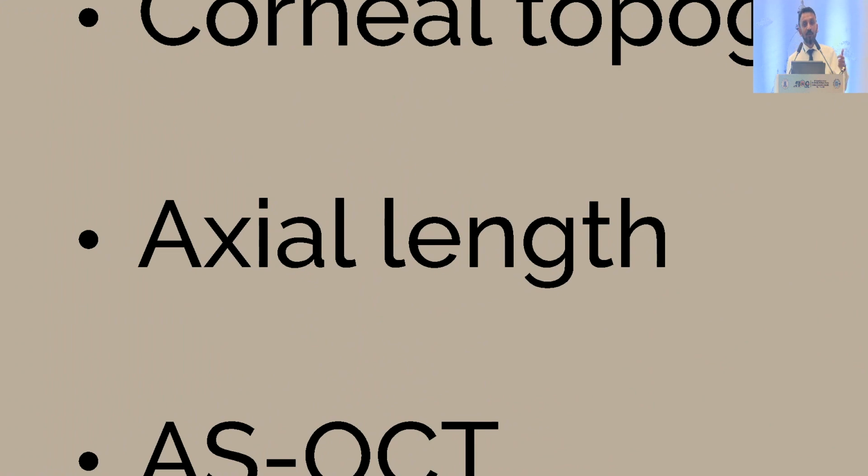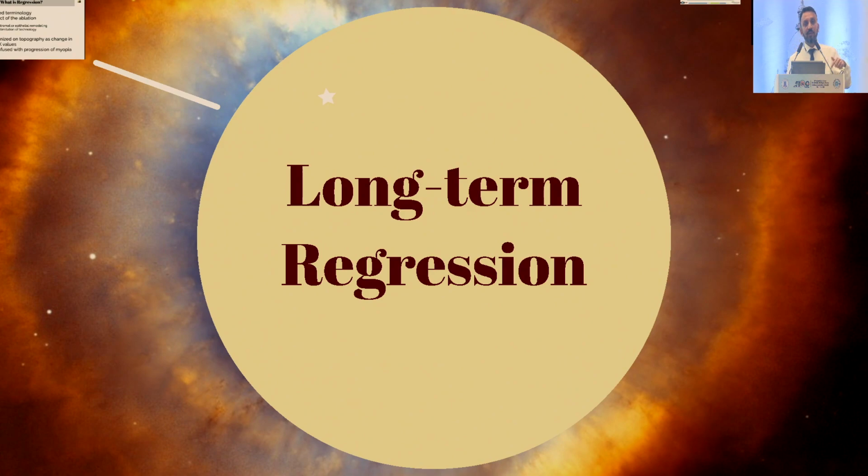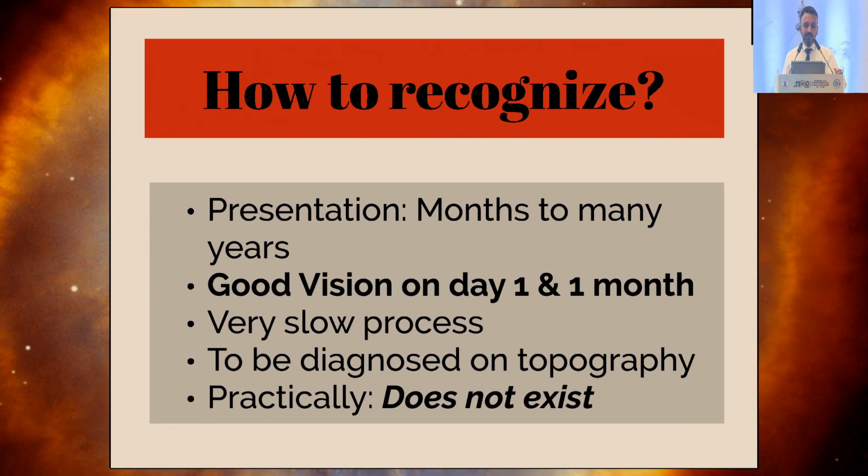If you included axial length measurement, well, you can claim that there was a progression of myopia. If you do not have this, unfortunately, you have to take the blame and call it something like long-term regression. Many times, long-term regression, which presents from months to years, has good vision on day 1 and 1 month, very slow progression, and it's diagnosed on topography where the curvature bounces back or regresses.